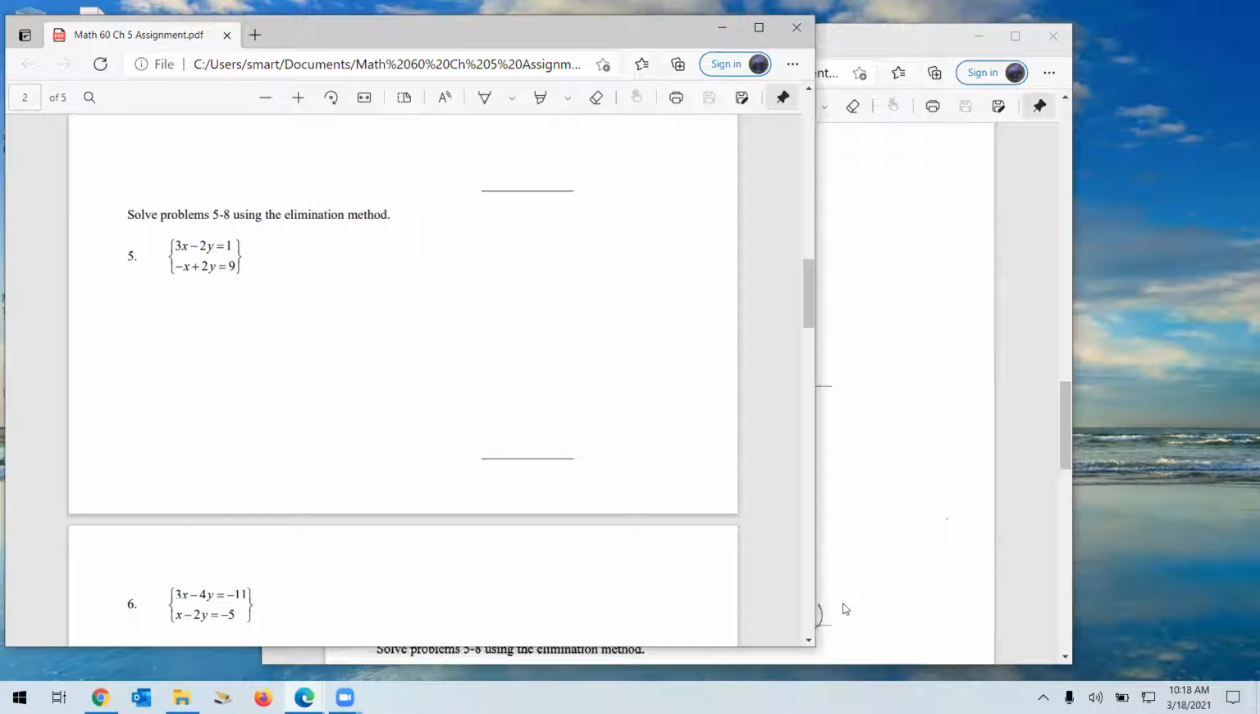Hopefully pretty quickly you get 2x equals 10. So x is a 5. And then plug that back in to find the y.